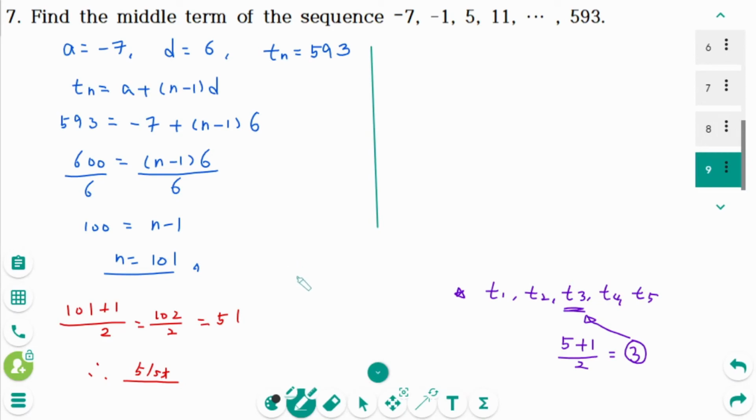Back to the original, the middle term T51 equals minus 7 plus (51 minus 1) times d, which is 6, equals minus 7 plus 50 times 6. The final answer is 293.